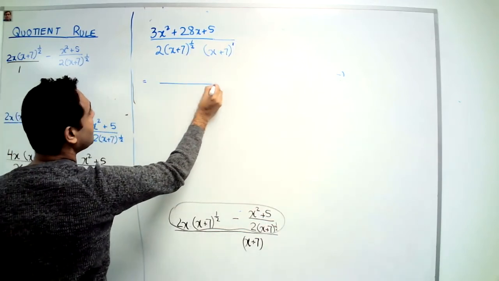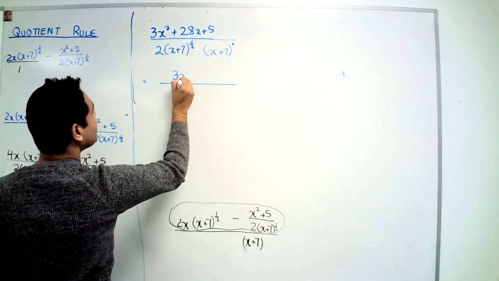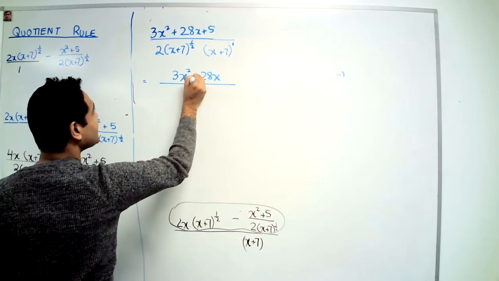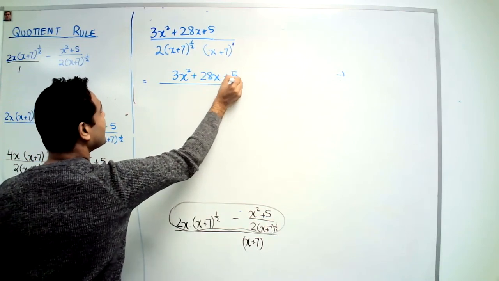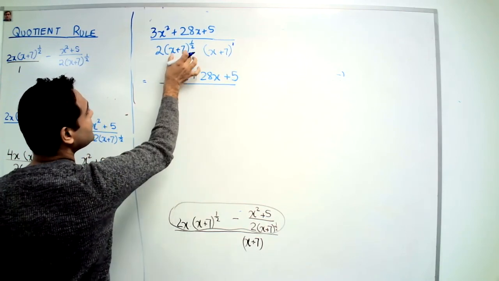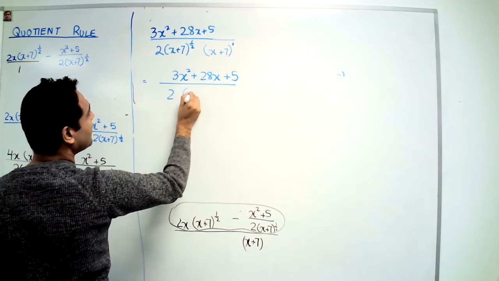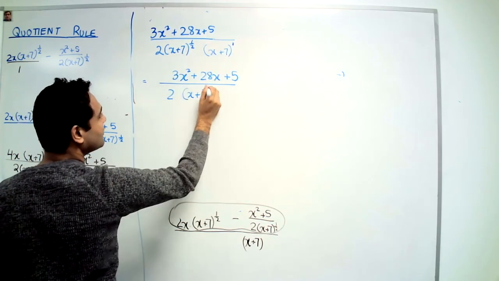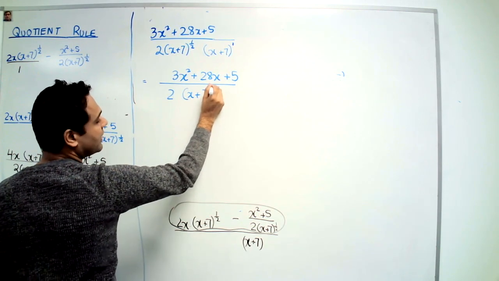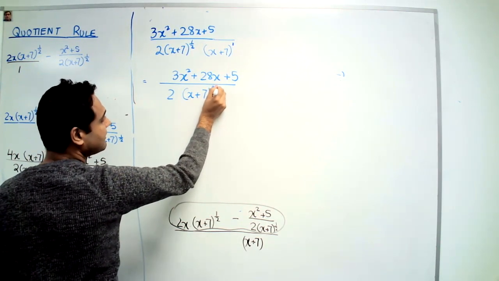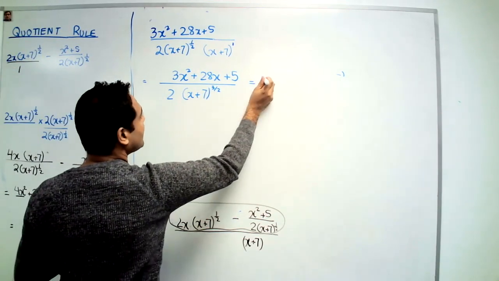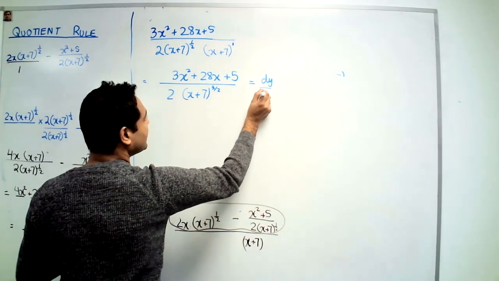So that will become 3x² + 28x + 5, and the bottom becomes 2. The bases are exactly the same, so you can add the powers. x + 7: this power is half, this is 1, so 1 plus half is 1.5, or 3 over 2. So this is your answer. This is your dy over dx in the simplified form.